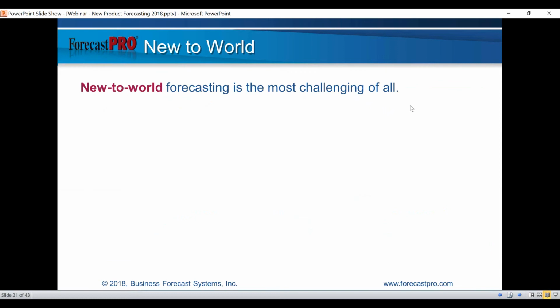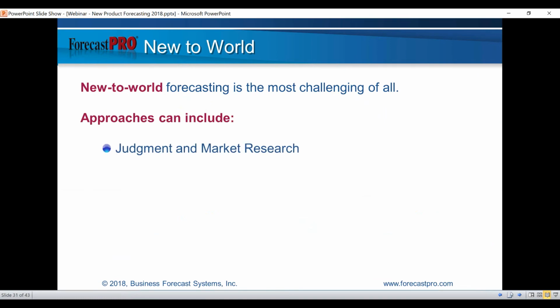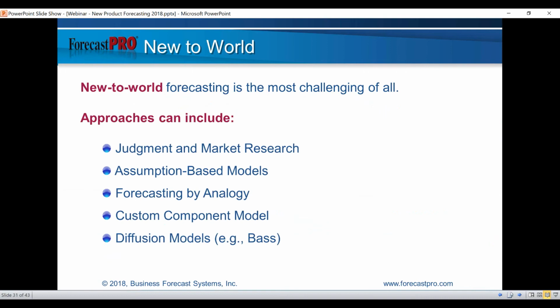Okay, so we've looked at all of the categories except for the last one, which is new to world forecasting. As we mentioned before, this is really the most challenging of all of them, because not only do you not have internal data, but other companies' experiences aren't necessarily relevant since it's truly new to the world. What approaches can you use? Well, we've got a lot of our old friends here: judgment, market research, assumption-based models, forecasting by analogy, custom component. Some of these require that you have a little data before you start to use them in this context. The last one is new: diffusion models.